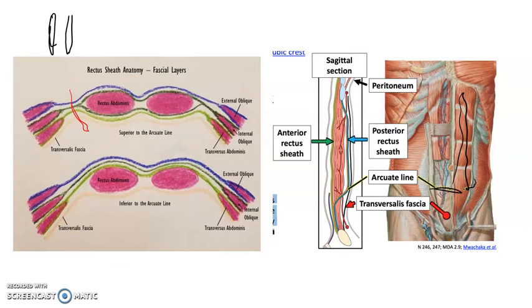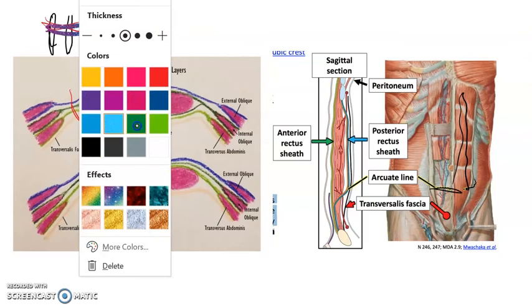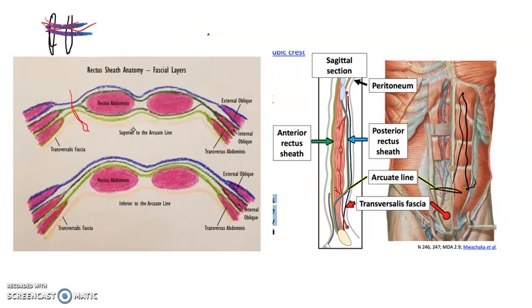So first, as you're going over, you'll have the external oblique muscle coming over, and its aponeurosis, which is what I've highlighted red, and then you'll have the internal oblique as well, which will also come over, and lastly, let's do this one green, you'll have the transverse as well, and the transverse comes underneath.